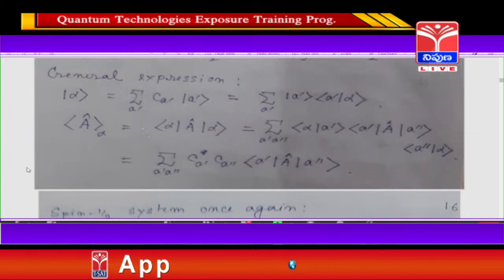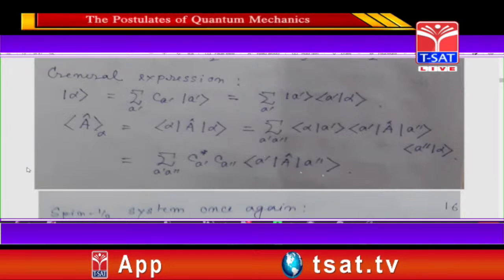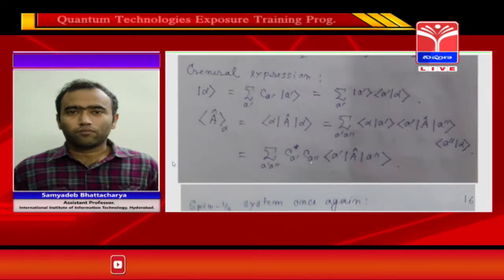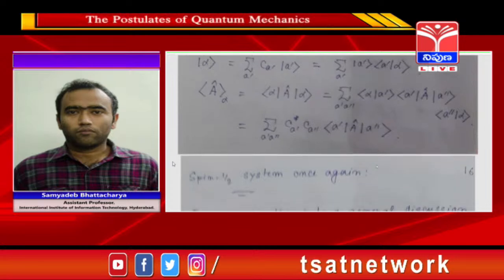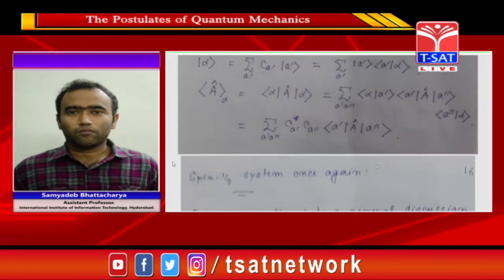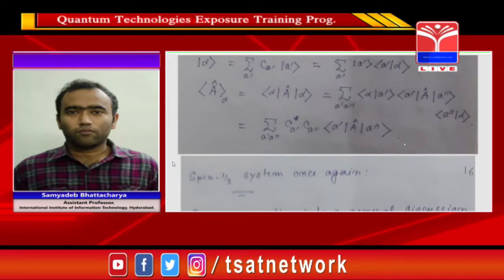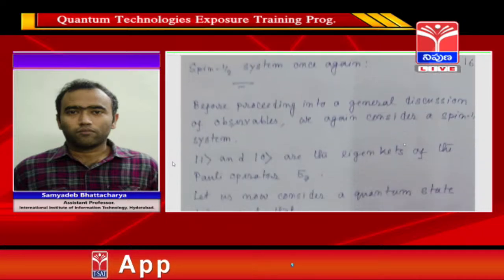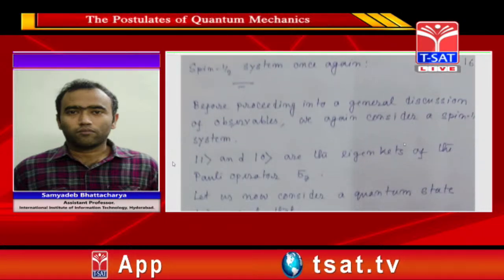If the alphas are not normalized, there will be something like the sum over |C A prime| square in the denominator. But we are considering them to be normalized. So let us explain again with spin half particles.